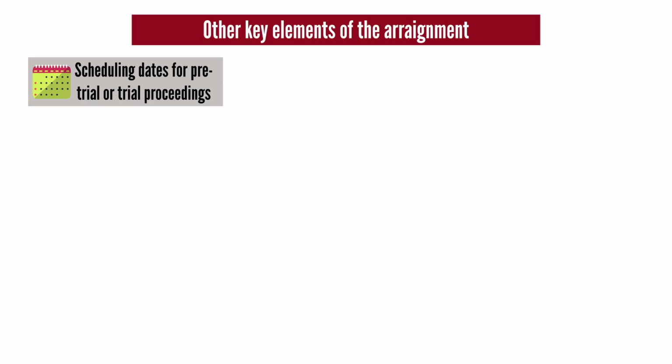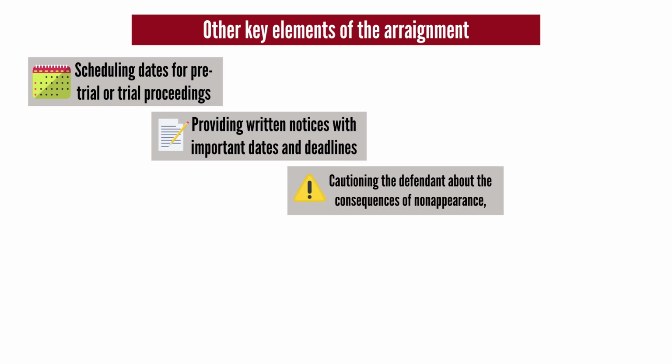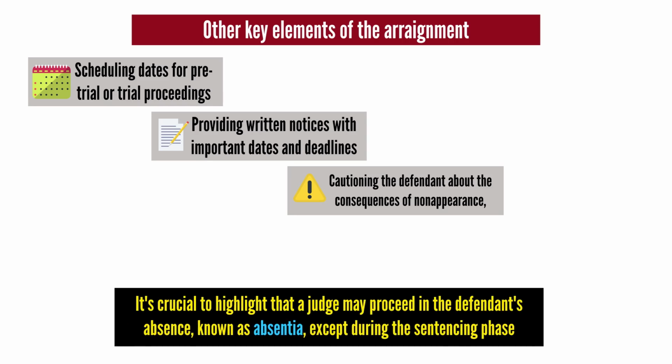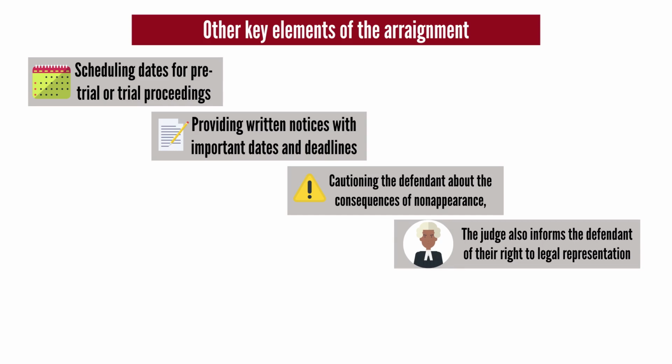In addition to the plea declaration, the arraignment involves several other key elements. These include scheduling dates for pre-trial or trial proceedings, providing written notices with important dates and deadlines, and cautioning the defendant about the consequences of non-appearance, which may result in additional criminal charges and the issuance of warrants. It's crucial to highlight that a judge may proceed in the defendant's absence, known as absentia, except during the sentencing phase. The judge also informs the defendant of their right to legal representation.